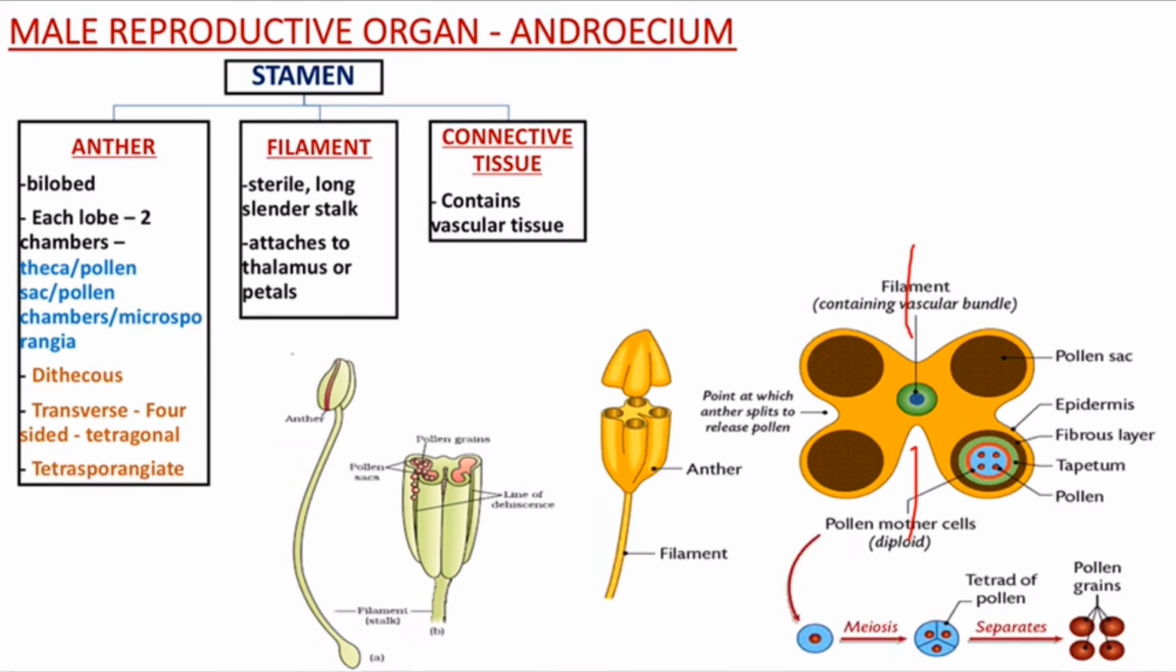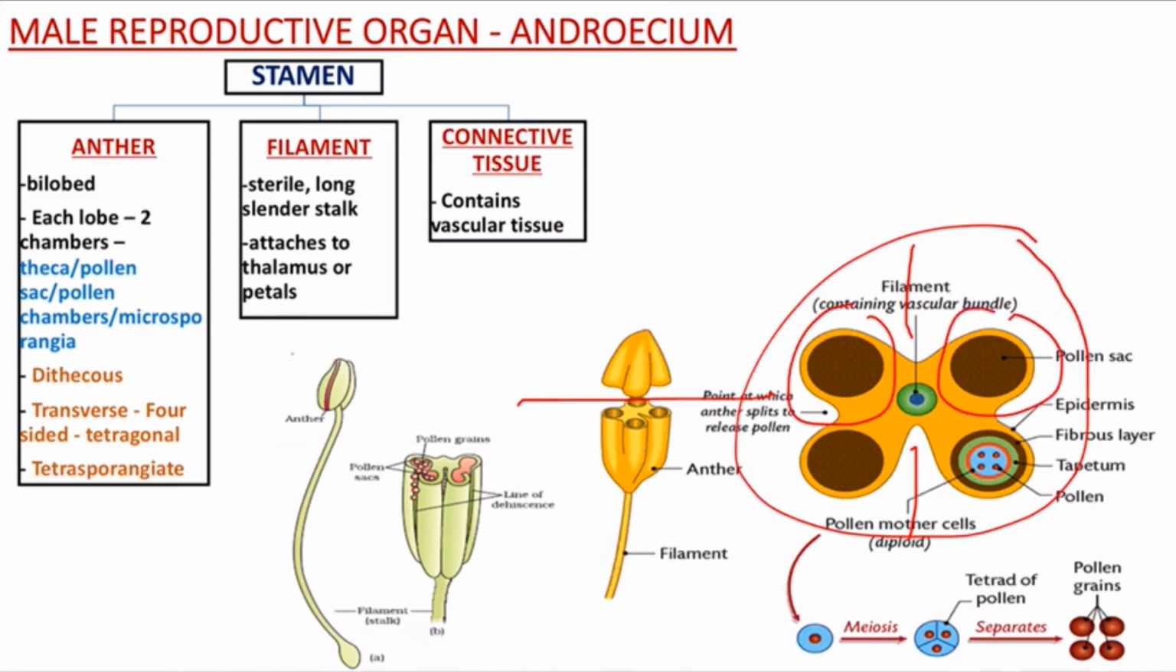Due to which, through these grooves, we can understand that yes, this anther is divided into two parts. Plus, when you cut this anther transversely, this section is a transverse section of an anther. In this, you can see that it is divided into four sides: 1, 2, 3, and 4, right? That is the reason we can also say that anther has a tetragonal structure.